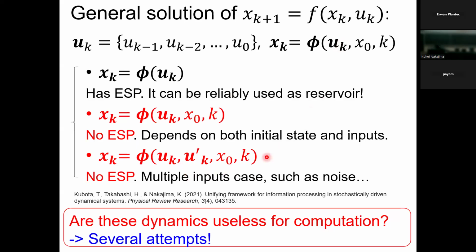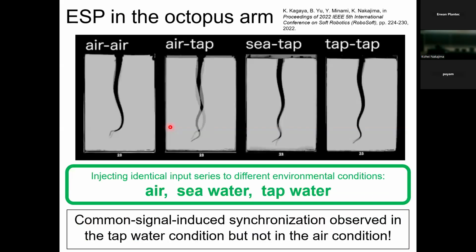The third case is where you have the input, but also some unknown input. We call this noise, and it also has an effect of its own. So its own dynamics is also like a noise, right? We have these three conditions, and we basically think that the first is successful and the others are not. But of course, there are several attempts to use these unsuccessful reservoirs as computational resources. Our team is also working on that, but let's go step by step.